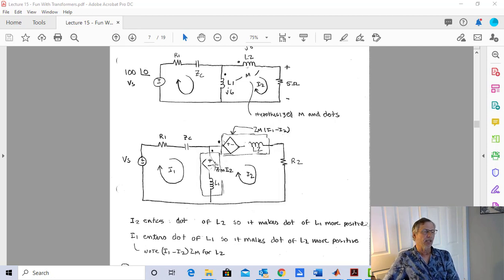And then I'm going to look, and even though I know the answer at this point, I know where those plus and minuses go, I'm going to say, for this one here, I1 enters the dot. It's positive, it generates positive voltage, I got a positive on my dot. So for this inductor, I2 enters the dot. So it's going to make the dot of this inductor more positive. So now I've got my signs. So I go to step four, which is I blow the dots off because I don't need them anymore.